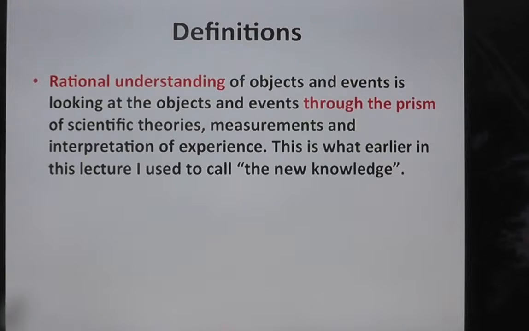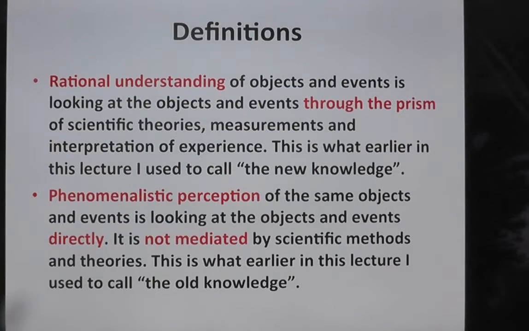Rational understanding of objects and events is looking at the objects and events through the prism of scientific theories, measurements, and interpretation of experience. This is what earlier in this lecture I used to call the new knowledge. Phenomenalistic perception of the same objects and events is looking at the objects and events directly. It is not mediated by scientific methods and theories. Phenomenalistic perception is what earlier in this lecture I used to call the old knowledge.